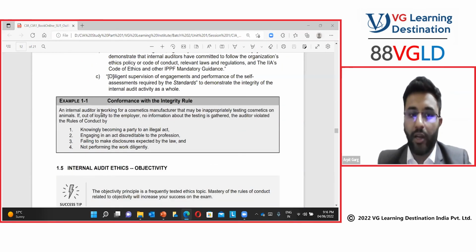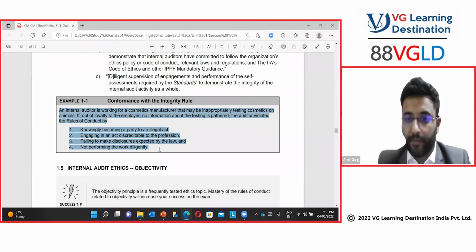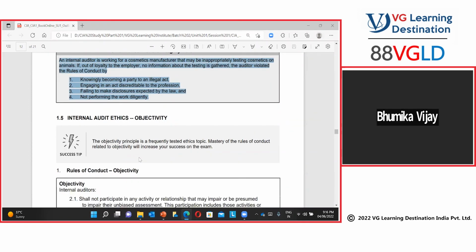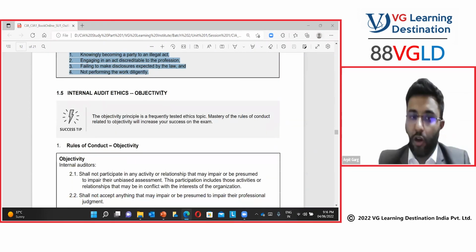It says that an auditor is working for a cosmetic manufacturer that may be inappropriately testing cosmetics on animals. If, out of loyalty to the employer, no information about the testing is gathered, the auditor violated the rules of conduct by knowingly becoming a party to an illegal act, engaging in an act discreditable to the profession, failing to make disclosure expected by the law, and not performing the work diligently. Is that clear now? Are you clear with this example, what we were talking about? Yes. All right, so moving on to internal audit's objectivity.